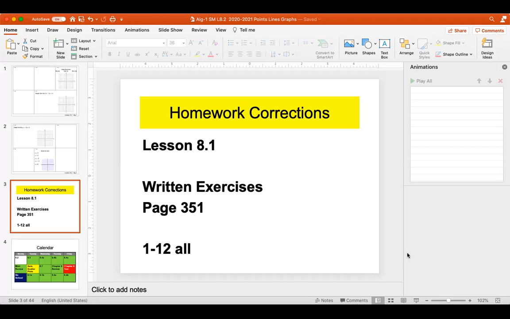Number 1 is yes, yes. Number 2 is no, yes. Number 3 is yes, no. Number 4 is yes, no. Number 5 is yes, yes. Number 6 is no, yes. Number 7 is yes, yes. Number 8, we just did it, no, yes. Number 9, no, no. Number 10 is no, no. Number 11 is no, yes. And number 12 is yes, yes.